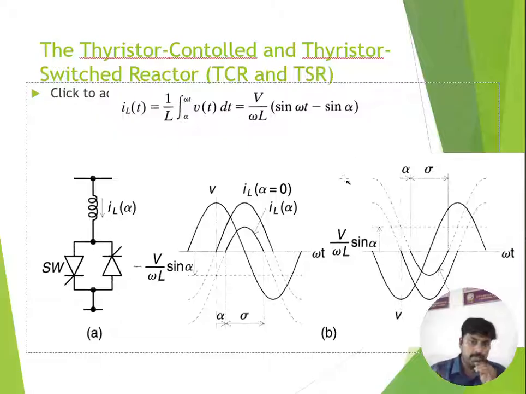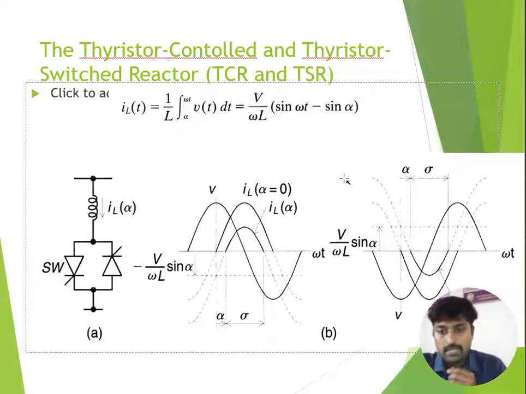The switched reactor has limited capabilities. Stepwise we can control, like 1, 2, 3, 4. If it is a controlled reactor, we can control from initial to maximum at any compensation. But from the cost point of view, thyristor controlled reactors cost more compared to the thyristor switched reactors.